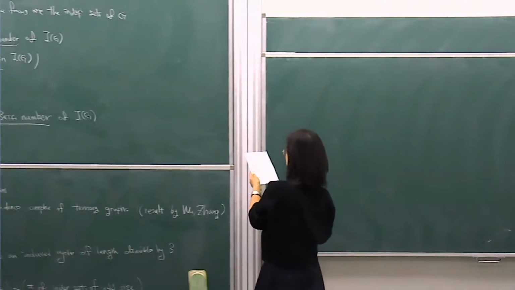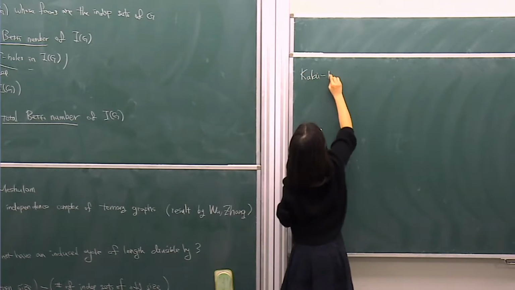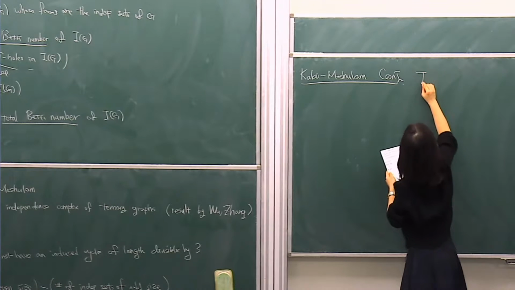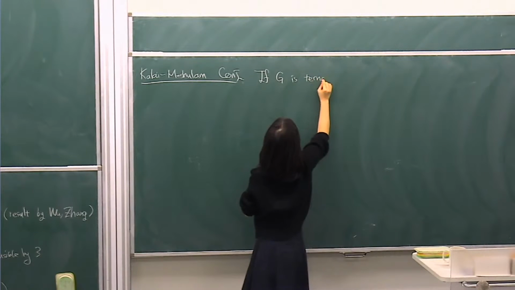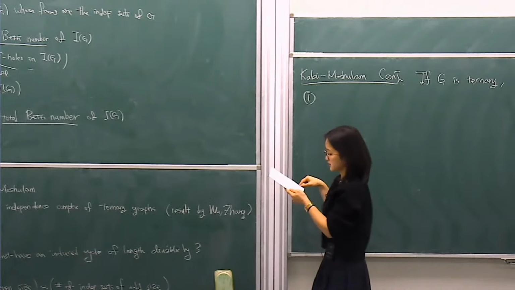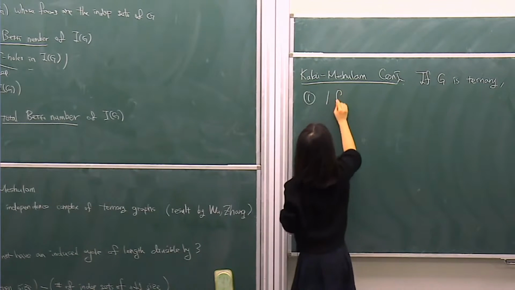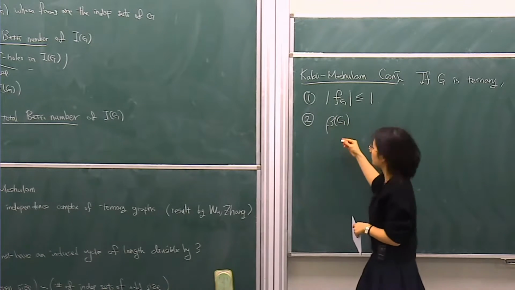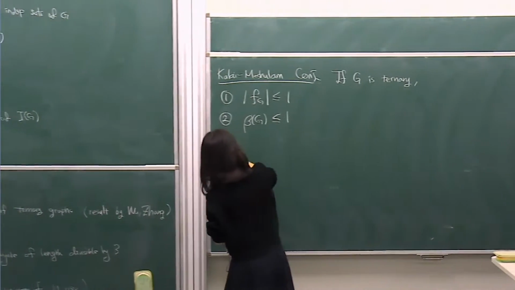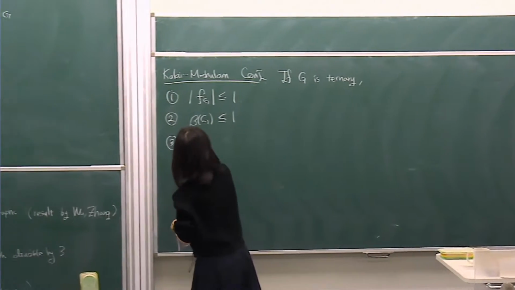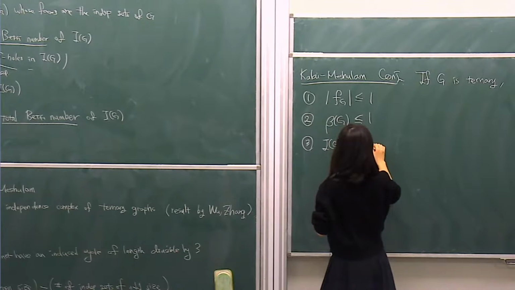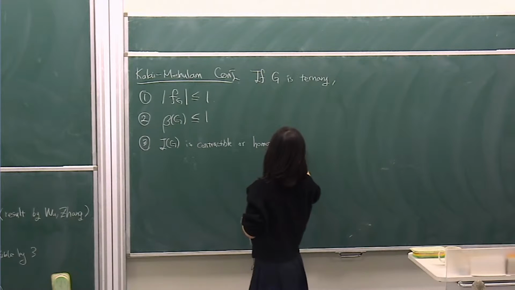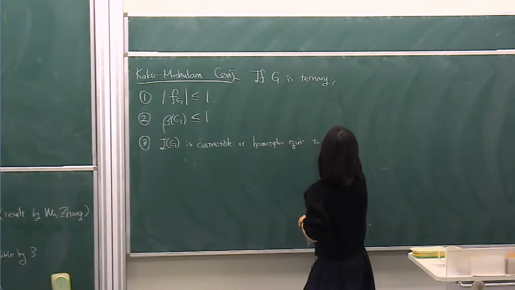Now we can define another version of the Kalai-Meshulam conjecture. The assumption is the same: if our graph G is ternary, then first, the Euler characteristic is bounded by 1, and second, the total Betti number is also bounded by 1. And there's also a stronger version: our independence complex is either contractible or homotopy equivalent to a sphere.